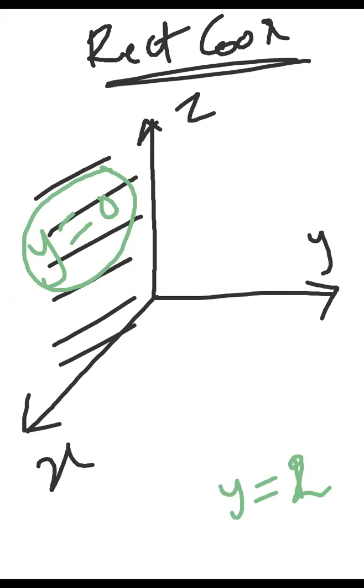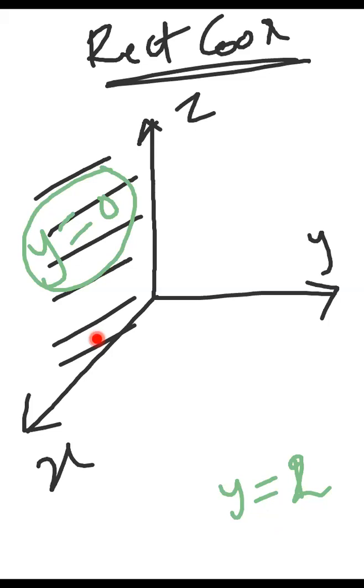Now I am going to draw another plane, y is equal to 2. In a three-dimensional coordinate system, if only one dimension is given, definitely it will give you a plane or surface. Y has to be 2, but x and z can be anything. Here y is 0, so x can be anything and z can be anything.